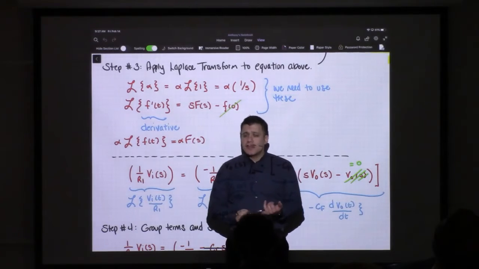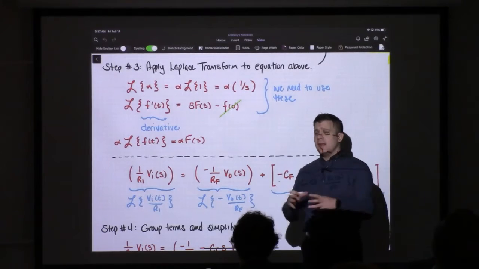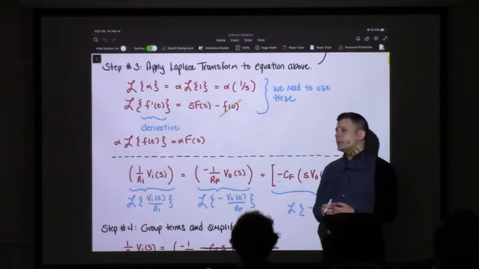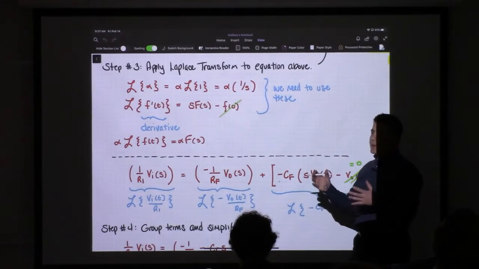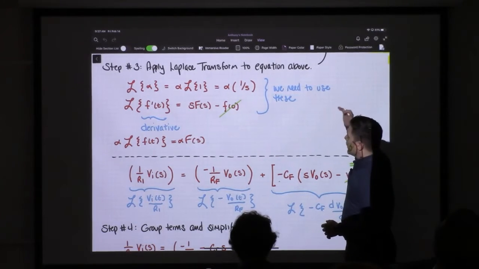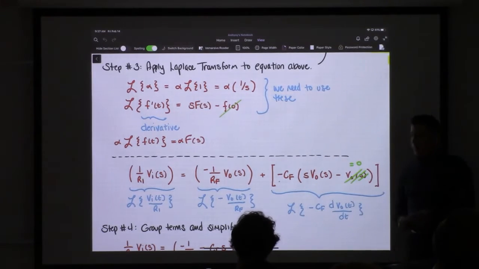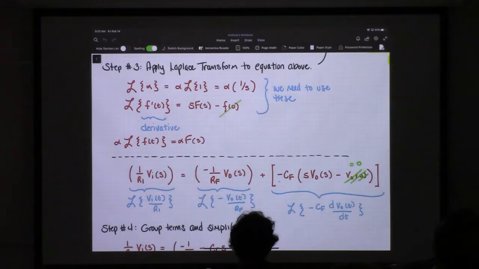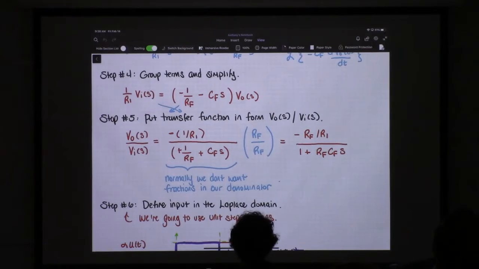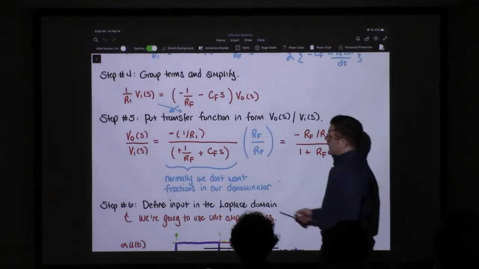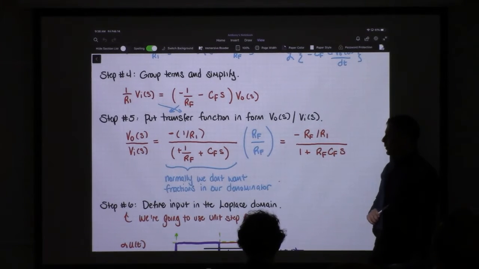Again, we're going to keep using the principles of superposition. This is a linear operator, which means that we can apply additivity as well as homogeneity. We can pull out constant coefficients. We can also take the Laplace transform of additive elements separately. And so when we took our first order differential equation from the time domain down to the Laplace domain, we ended up with this. We did a little bit of algebra, combining some terms together and simplifying, and then we ended up with a transfer function that looked like this right here. We removed the fraction from the denominator, and we ended up with this.